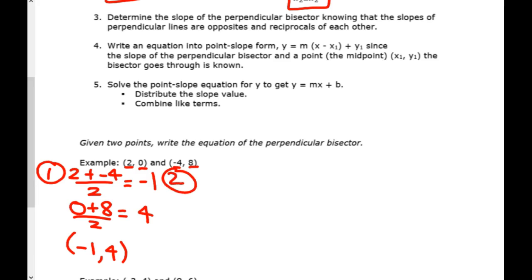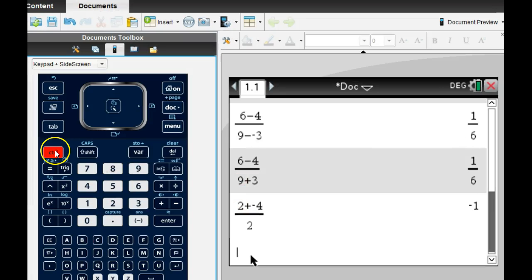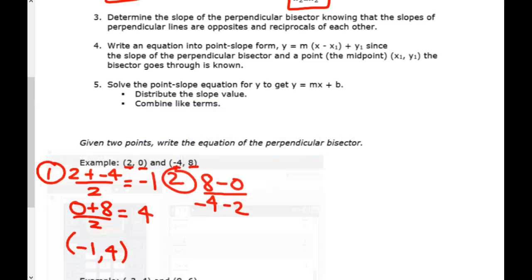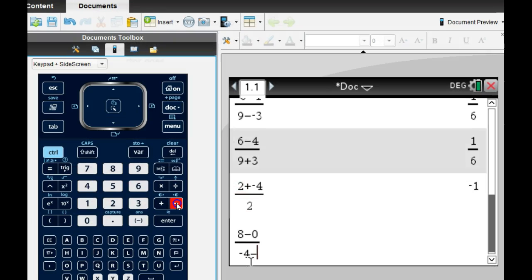So for slope, it's y2 minus y1. Which one of these numbers is y2? 8 minus, what's y1? 0 over x2, which is what? Negative 4 minus x1 is 2. So again, well, hold on. y2 minus y1 on top, x2 minus x1 on the bottom. Let's try this. 8 minus 0 over negative 4 minus 2.